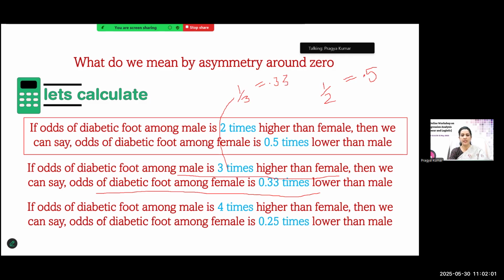Similarly, if I say that the odds of diabetic foot in male is 4 times higher than female, what will be the odds of a diabetic foot if I change the reference level? So it will be 1 by 4. So it will be 0.25 times lower than males. Do you all agree with this?